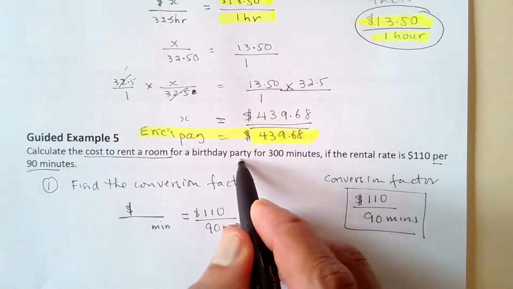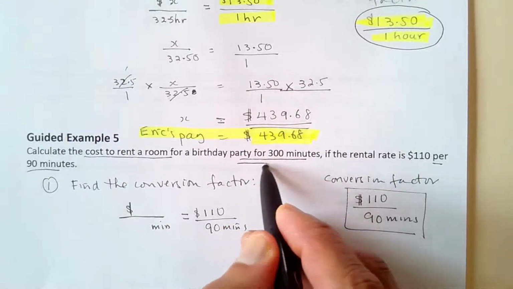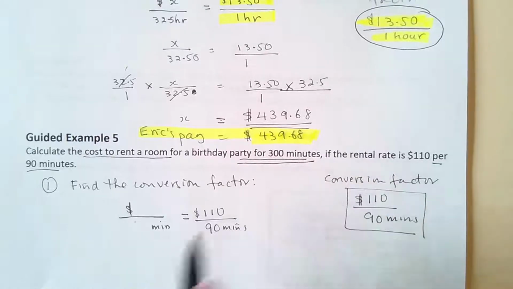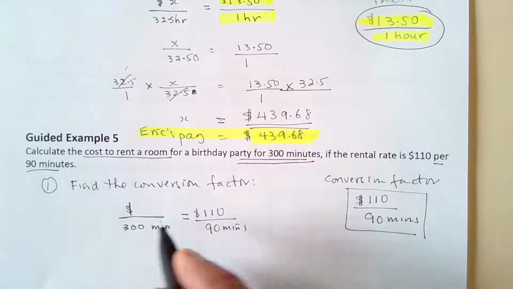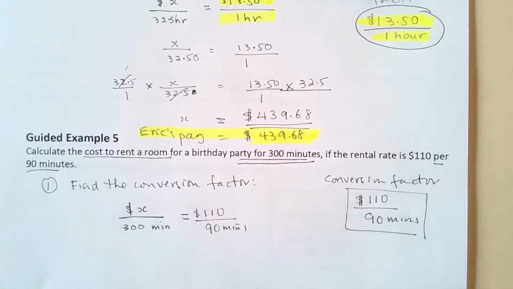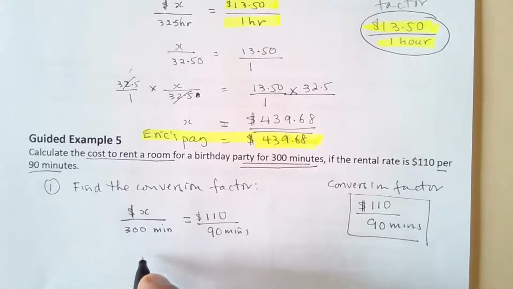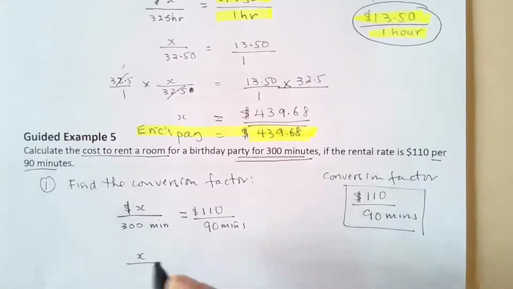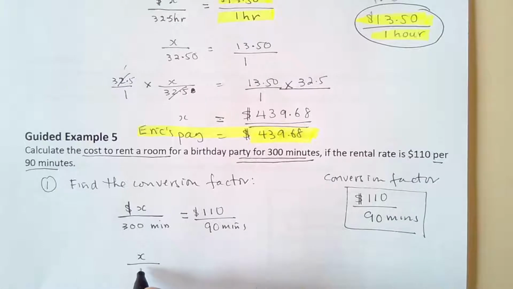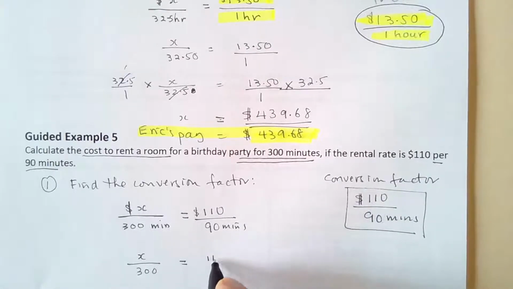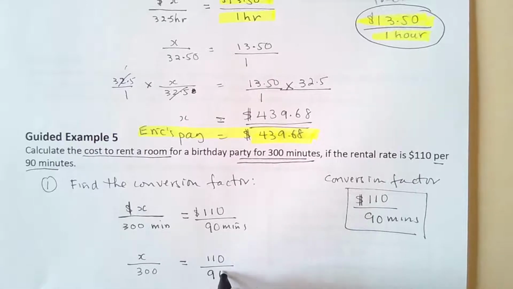So they want me to find how much it will cost after 300 minutes. So the minutes here is 300. And we need to find how much it will cost us. So we strip it down without the units for now. 300, 110 over 90.